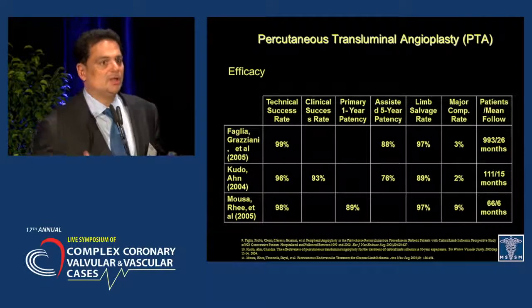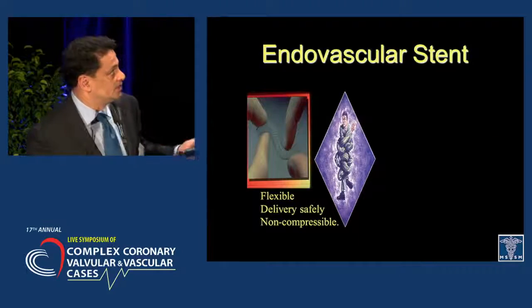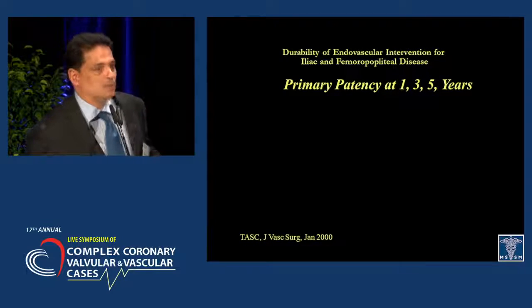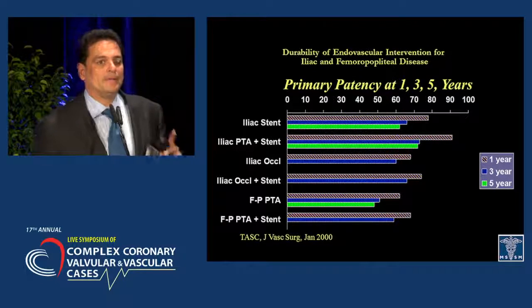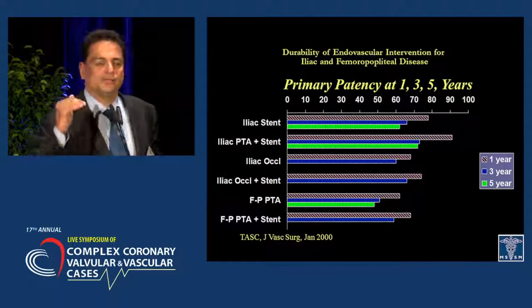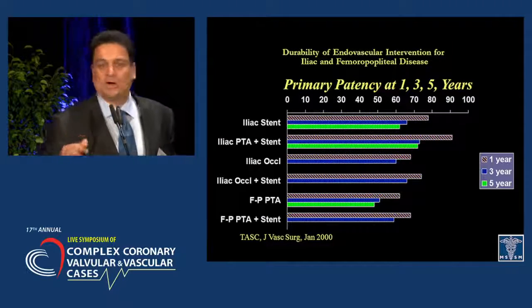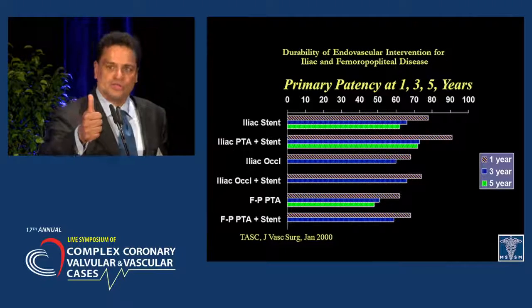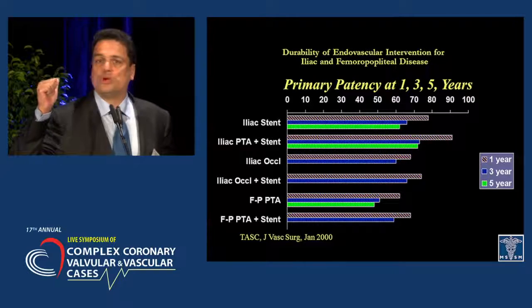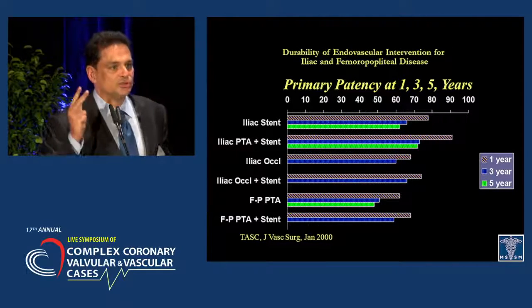The second one is that the vessel may recoil. So initially, just like the coronaries, we said, hey, let's put a stent. But guess what? Stents work, but it depends on where they work. And I want to give you a take-home point. Whenever you think of endovascular stenting, I want you to think about 3 things. 1, where's the location of the stent? 2, what is the length of the stent? And 3, whether it's a stenosis or an occlusion.